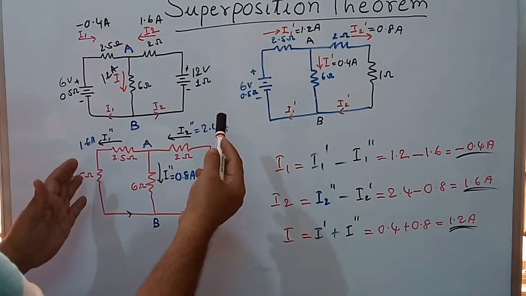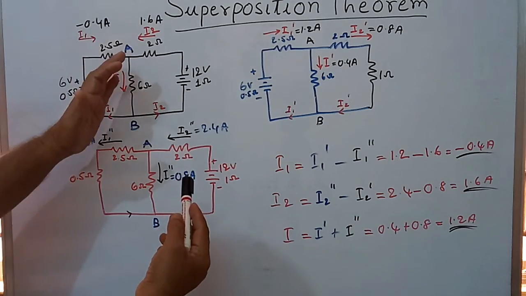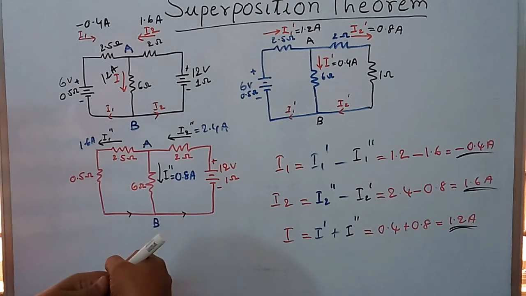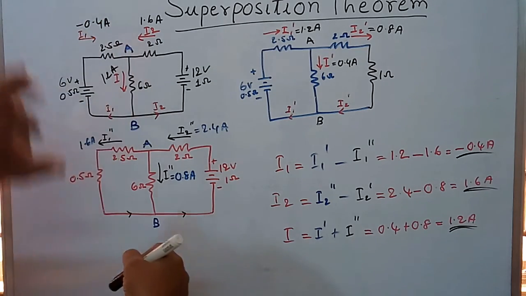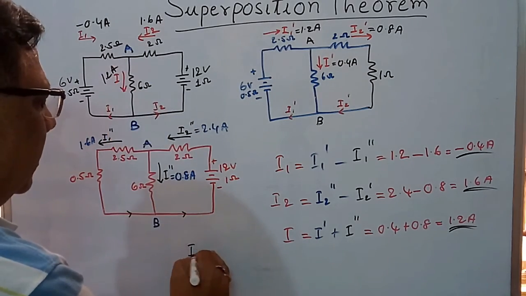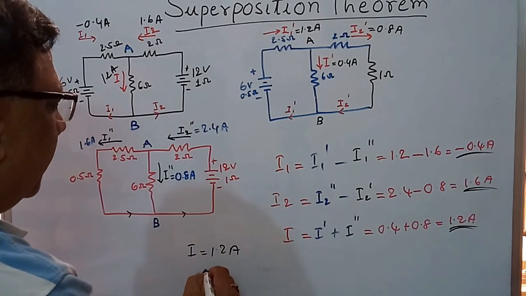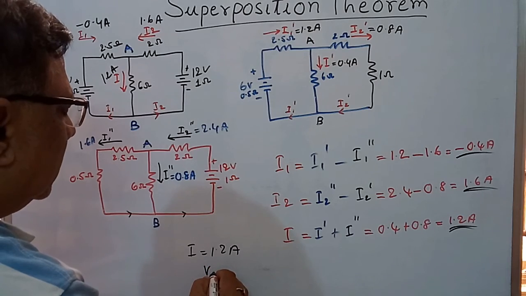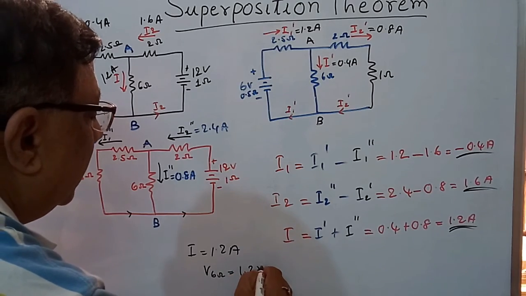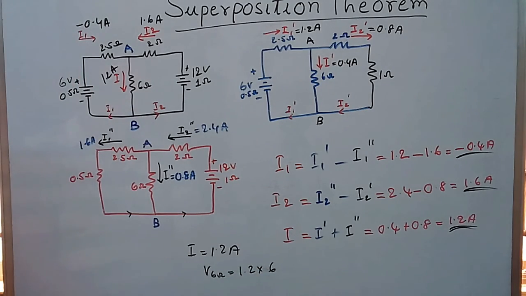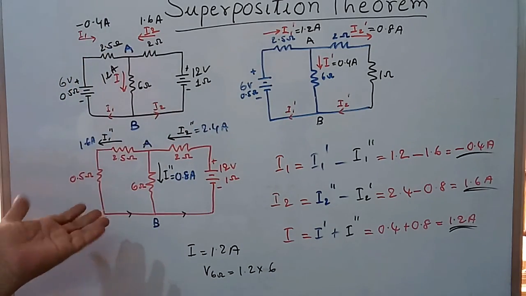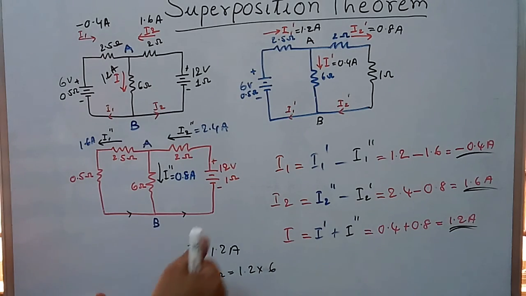So this is how we will evaluate the currents or voltages using the superposition theorem. If you want to know the voltage drop across the 6 ohm resistance, it is simple now. As we know, the current I is 1.2 amperes. The voltage drop across the 6 ohm resistor, that is V 6 ohms, is 1.2 ampere into 6 ohms. So similarly, we can calculate the voltage drops across all the resistors you have. This is what the superposition theorem is.